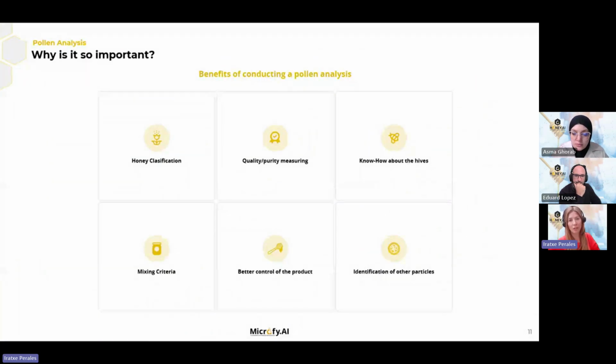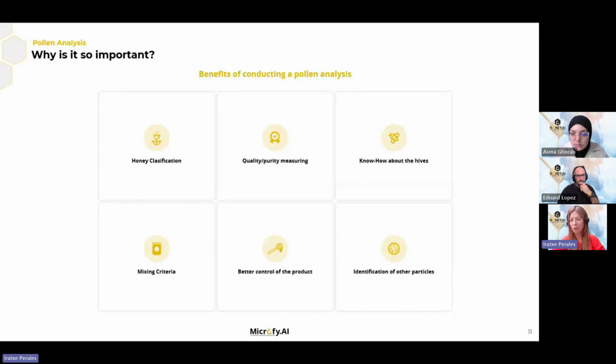Why is pollen analysis so important in the industry? Because it helps you to classify your honey correctly for botanical origin and geographical origin. It is a good tool to use. Also, it helps you to measure quality and purity, how concentrated the honey is. It also provides know-how about where the hives are placed.